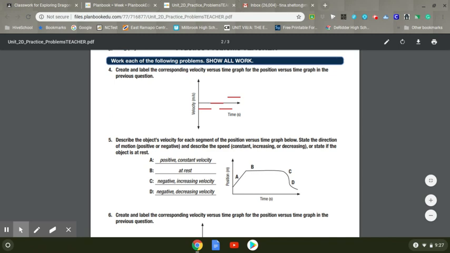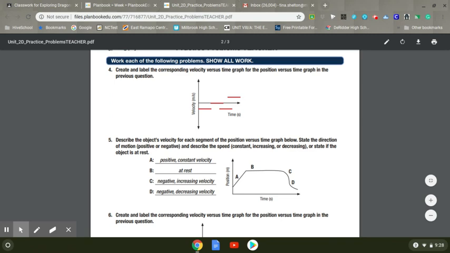Question 5 says describe the object's velocity for each segment of the position versus time graph below. State the direction of motion, positive or negative, and describe the speed, constant, increasing or decreasing, or state if the object is at rest. So A is going up, so it's positive. It's going in a fairly straight line there, so it's constant velocity.